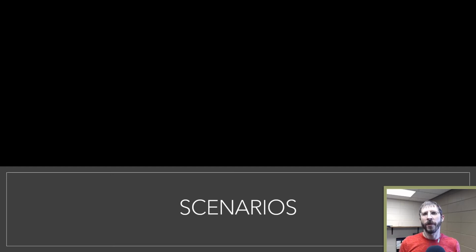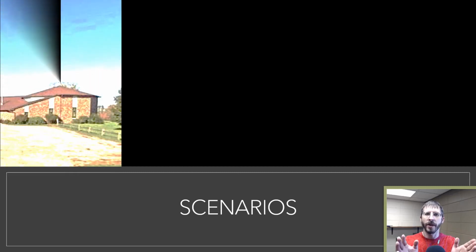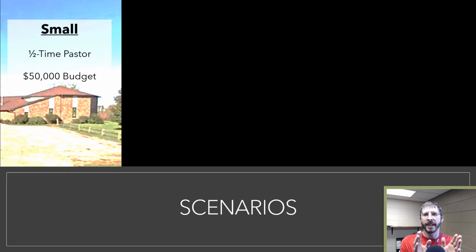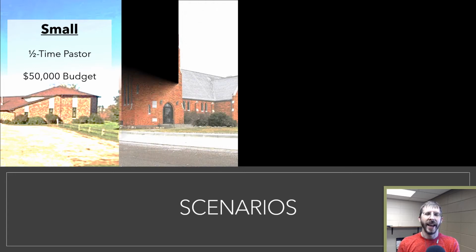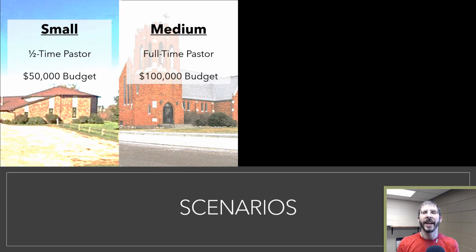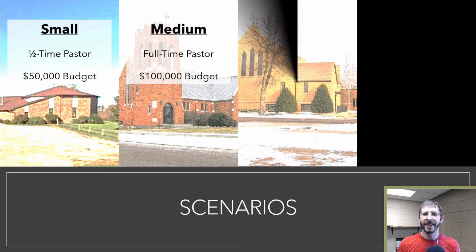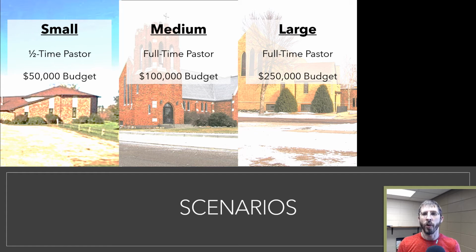And so I'm going to look at 4 different scenarios. So I'm going to look at the small church, that they have a half-time pastor, or maybe they have a full-time pastor that they're sharing equally with another church, and their budget is roughly $50,000. And then I have a medium-sized church, and they have a full-time pastor of their own, and their budget is right around $100,000. And then there is the large church. They have a $250,000 budget, and again, one full-time pastor.